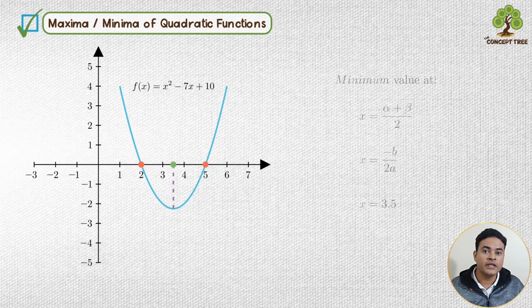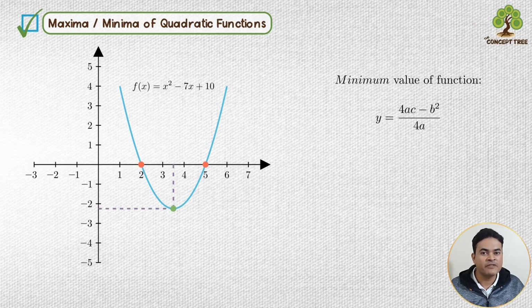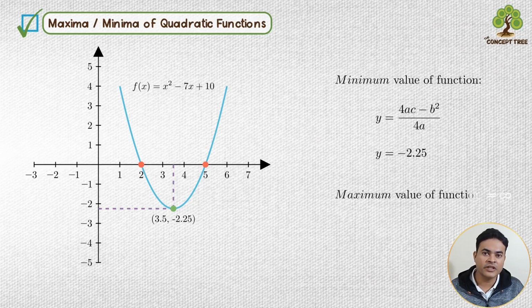Now we want to find out the minimum value of the graph. So to calculate the minimum value of the graph, we can use a formula 4ac minus b square upon 4a. If we plug the values of a, b, c into the formula, we get the value of minus 2.25. That means at 3.5, the value of graph is minus 2.25. That is the minimum value of this graph. Now, for the maximum value of the graph or the function, we can see that there is no upper limit. Therefore, the maximum value of this particular function will be infinite.